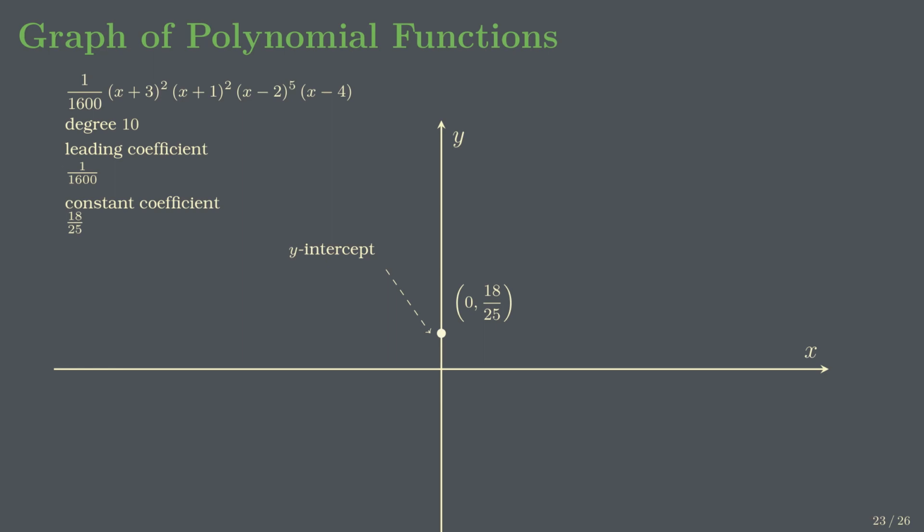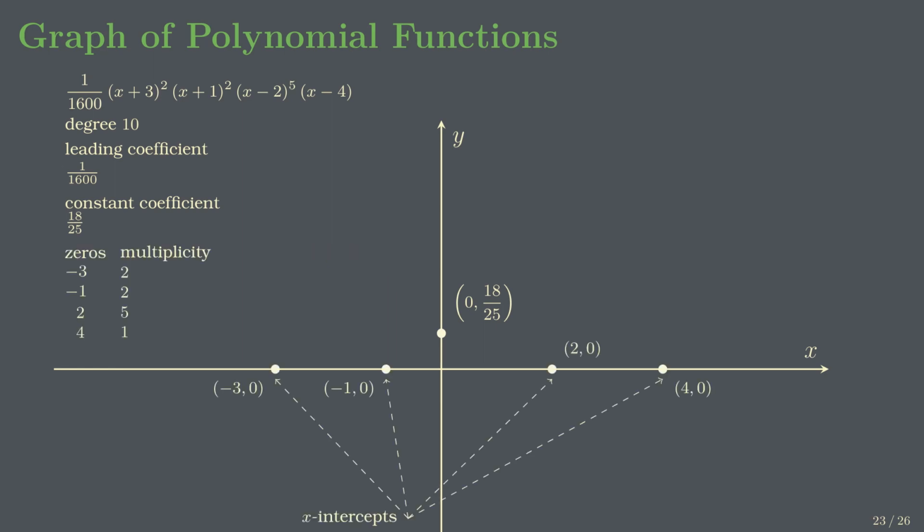The meaning of the constant coefficient in the graph of the polynomial function is that it gives us the y-intercept, because when we evaluate this at x equals 0, we get the constant coefficient. So the y-intercept, or the intersection of the graph with the y-axis, is the point with coordinates 0, 18 over 25.